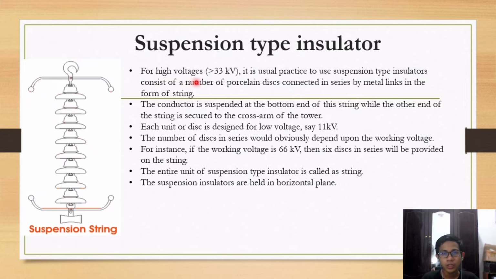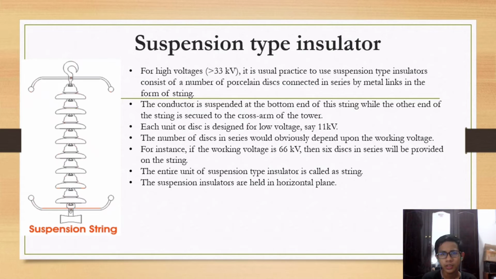For high voltage, it is usual practice to use the suspension type insulator. It consists of a number of porcelain discs connected in series by metal links in the form of a string. The conductor is suspended at the bottom end of the string, while the other end of the string is secured to the cross arm of the tower.